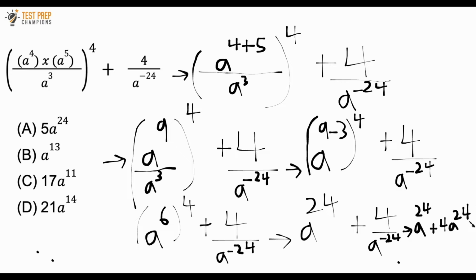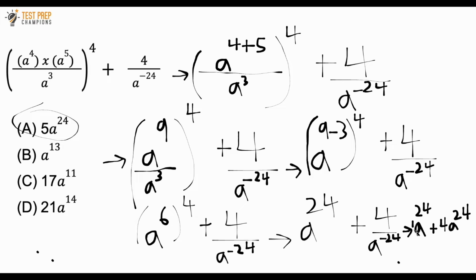So to finish out here, we see now that we have the same base and the same exponent. So we just add them together and we're going to get 5a to the 24. So this is a lot of work here, but when all is said and done, the correct answer is A, 5a raised to the power of 24. So if you're confused at how a raised to the 24 plus 4a to the 24 equals 5a to the 24, let me just give you another way to think of it.